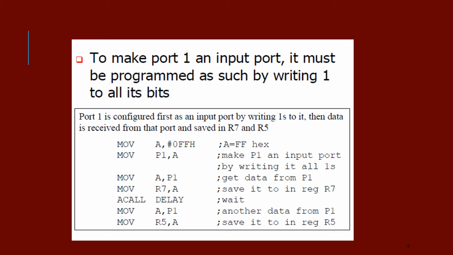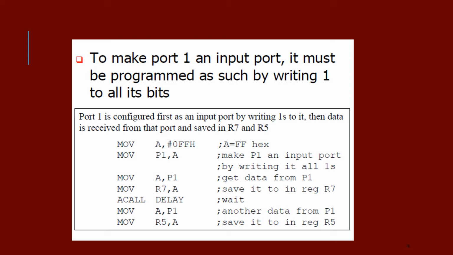And to make port 1 an input port, it must be programmed as such by writing 1 to all its bits, in the same fashion. So for example, here you see port 1 is configured first as an input port by writing ones to it, then data is received from the port and saved in, say, registers R7 and R5. It's just an example we are taking, nothing else, not a very specific application or use.